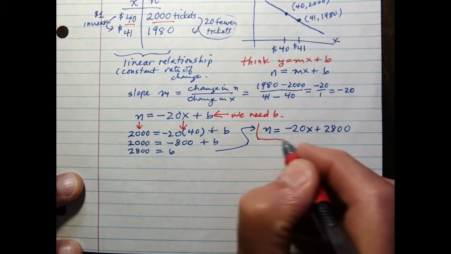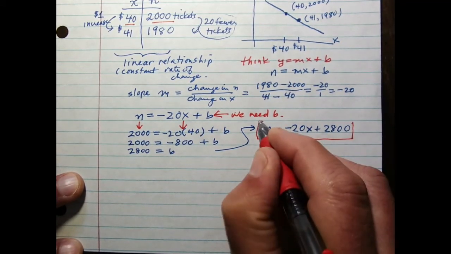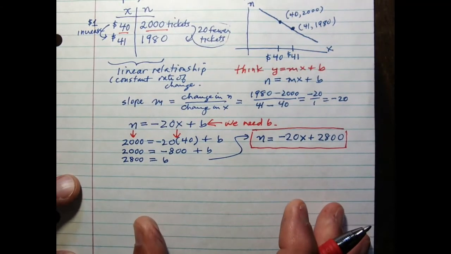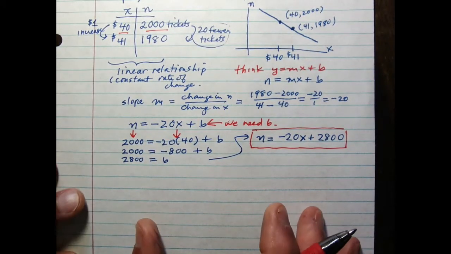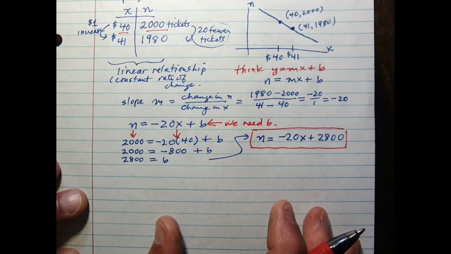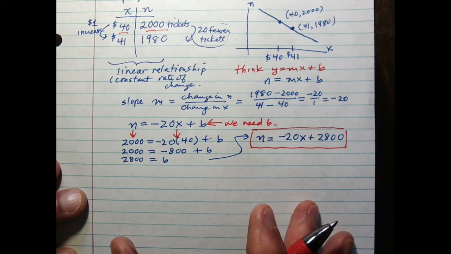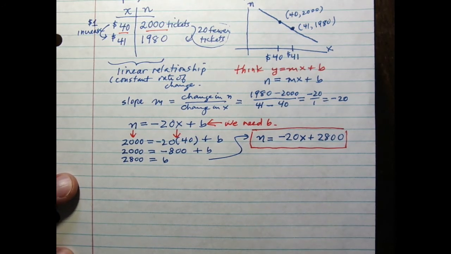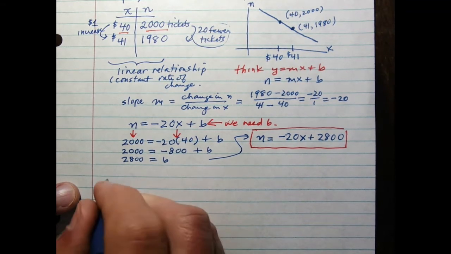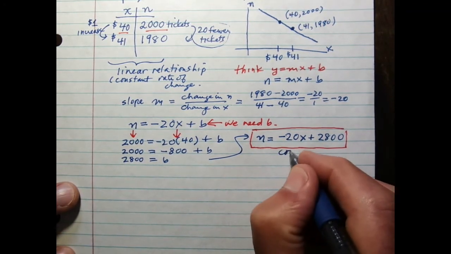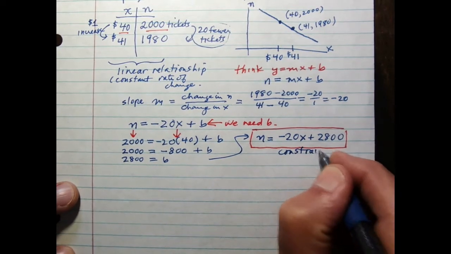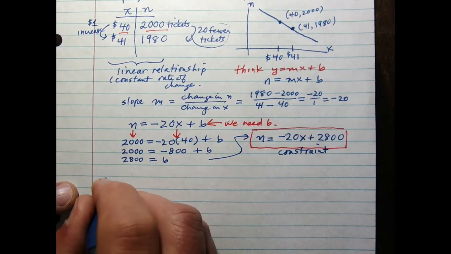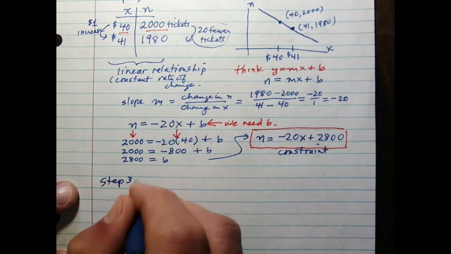That's our key, and I know that's quite intense, finding that. That's our key to step 2 because that's a relationship between n and x. Now we're ready for step 3. That's our constraint, by the way. We call that a constraint on this problem. Now let's go to step 3.